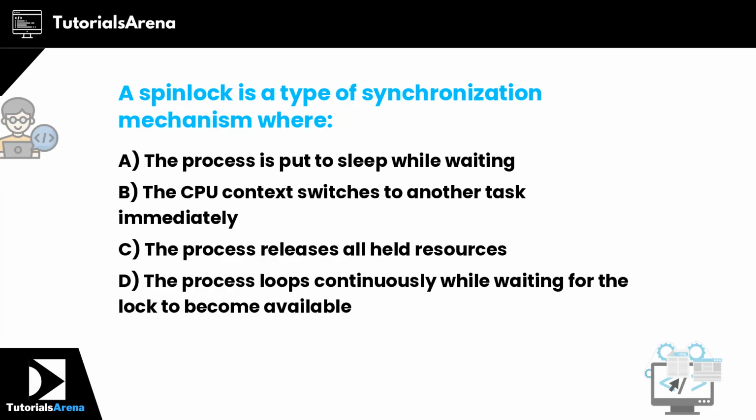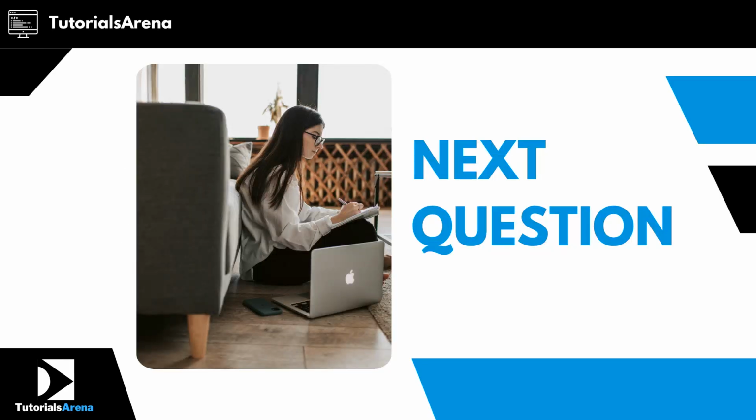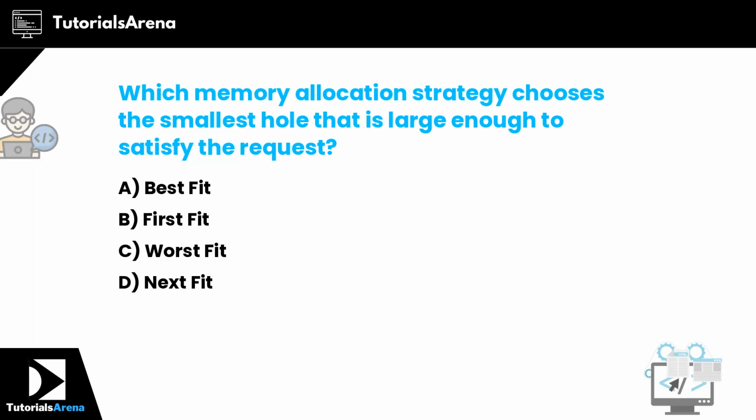A spinlock is a type of synchronization mechanism where the correct answer is option D. The process loops continuously while waiting for the lock to become available. Which memory allocation strategy chooses the smallest hole that is large enough to satisfy the request? The correct answer is option A, best fit.